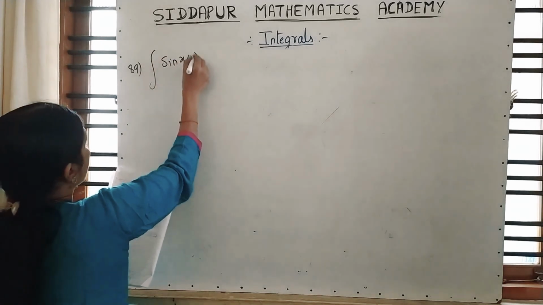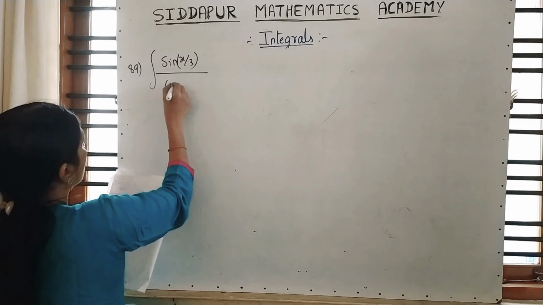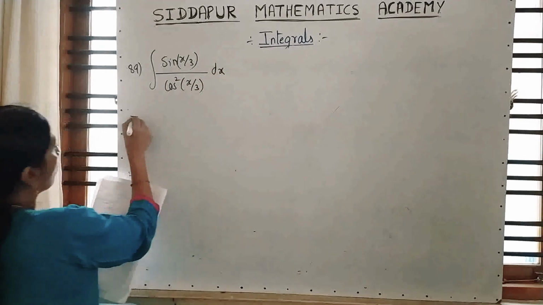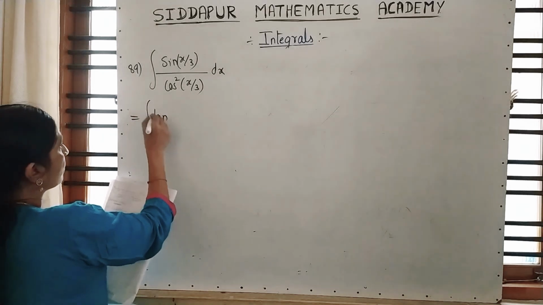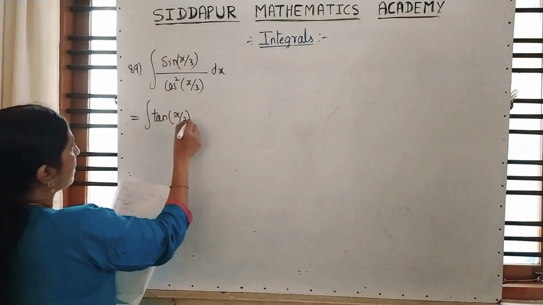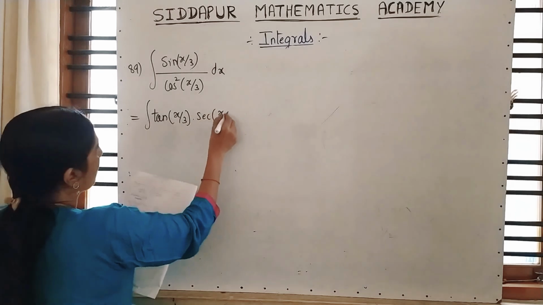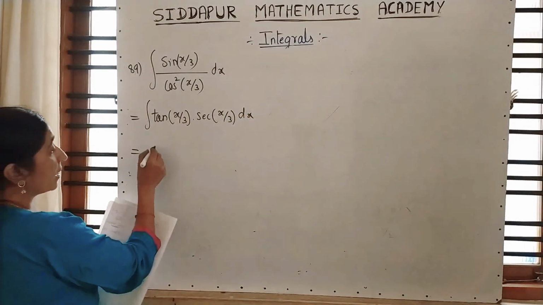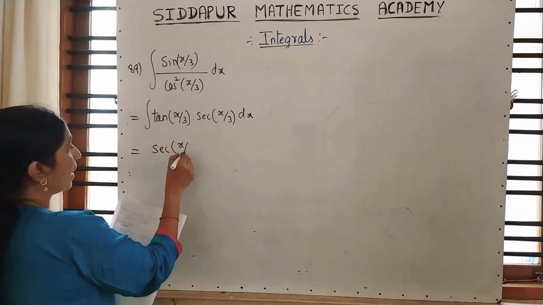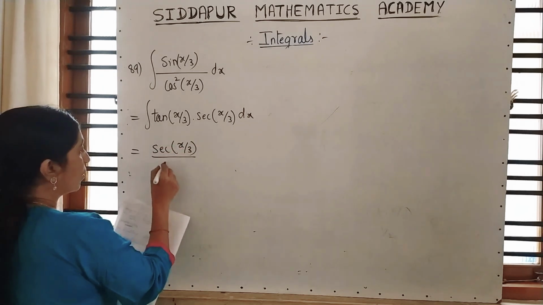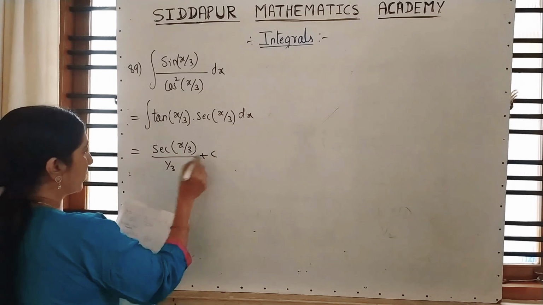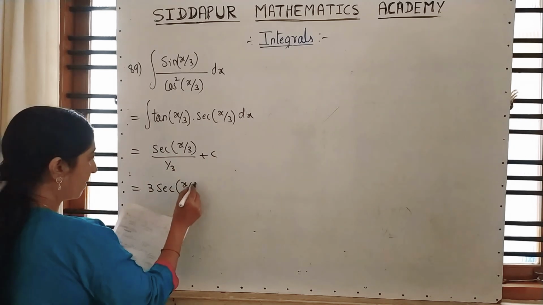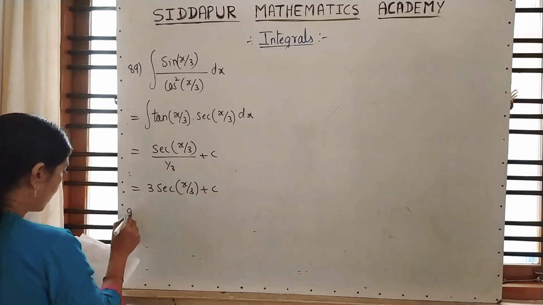Sin x by 3 upon cos square x by 3. Sin by cos square is what? Tan x by 3 into sec x by 3. Tan into sec is what? Integration of tan into sec is sec. Coefficient of x by 3 means 1 by 3. Question number 90.